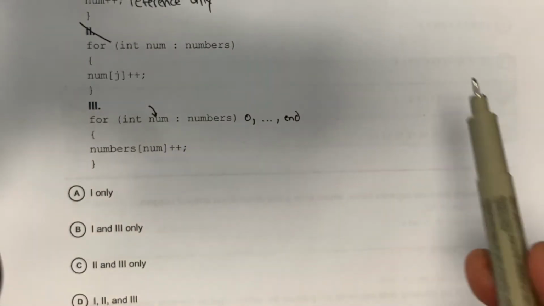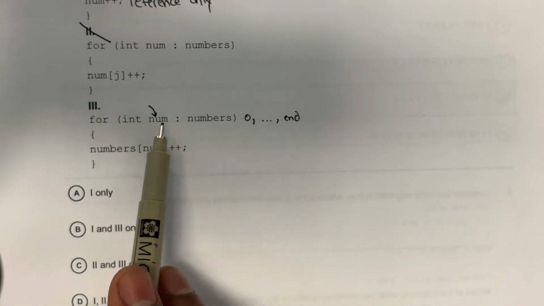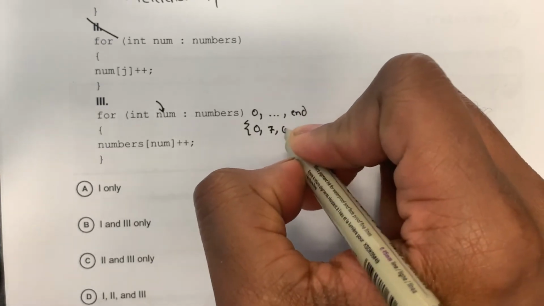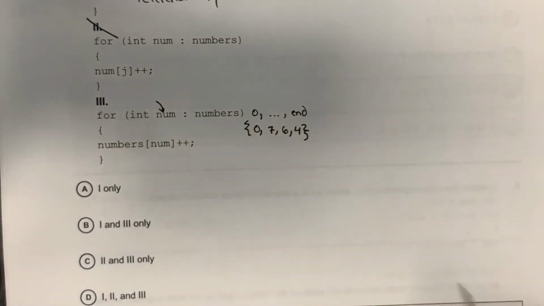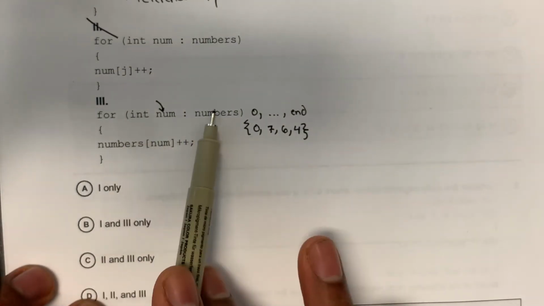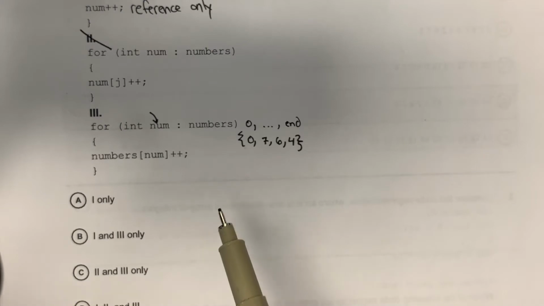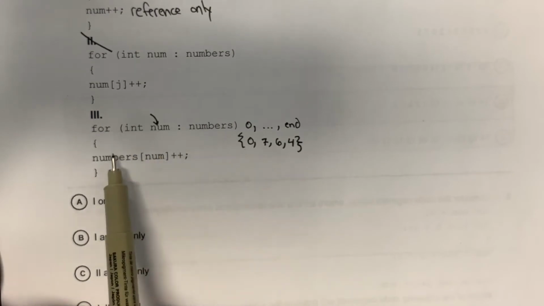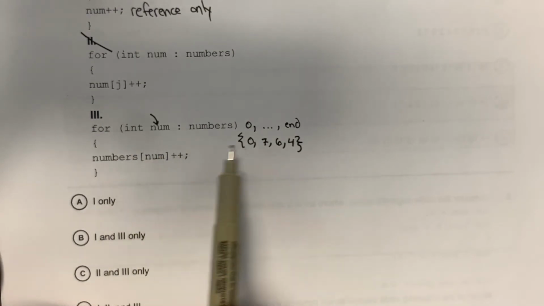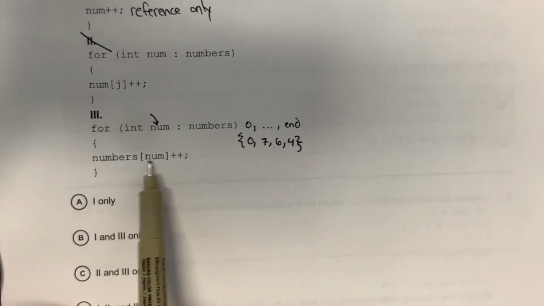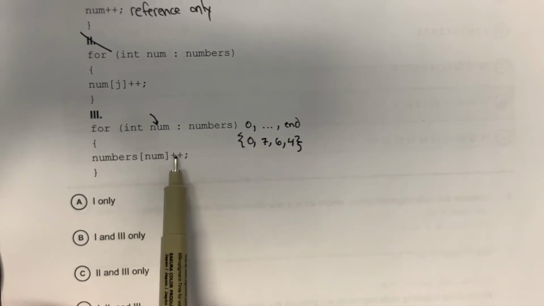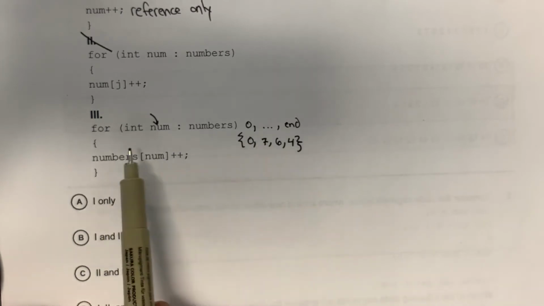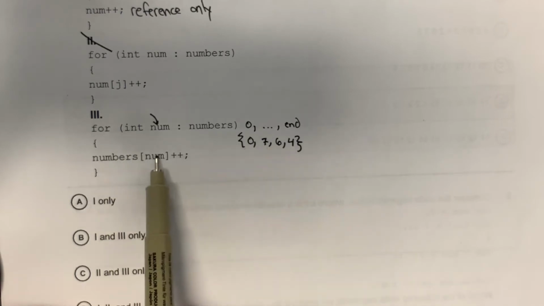So say, you know what, let's write down some array values. So say we had 0, 7, 6, and 4. When you have an enhanced for loop, the iteration value is implied. It implies that you're going to start at 0 and go to the end. So this would look first for numbers, and then num is going to be the first value that's stored here. So numbers num would refer back to 0, so that would work. You update it by 1. But then if you did numbers num and keep going, you would try to access numbers 7, which doesn't work.